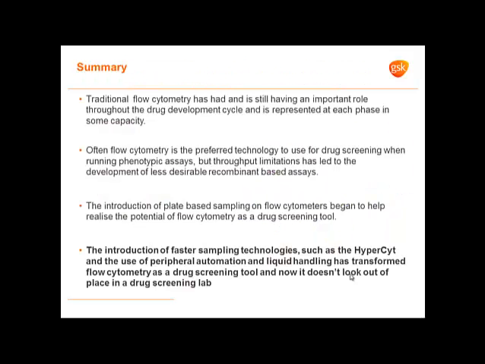So, in summary, then, traditional flow cytometry has had and is still having an important role in the drug discovery cycle, and as I've shown, it can be represented at each phase of that cycle. Often flow cytometry is a preferred technology to use in drug screening when running phenotypic assays, but throughput limitations have led to the development of less desirable recombinant-based assays. The introduction of plate-based sampling flow cytometers began to realise the potential of flow cytometry as a drug screening tool. Now, the introduction of faster sampling technologies such as the HyperCyt and the use of peripheral automation and liquid handling has transformed flow cytometry as a drug screening tool, and now it doesn't look out of place in a drug screening lab. And I don't know whether it's been through or whether it's going to go through another hype cycle, but it's looking good for phenotypic drug discovery, at least.